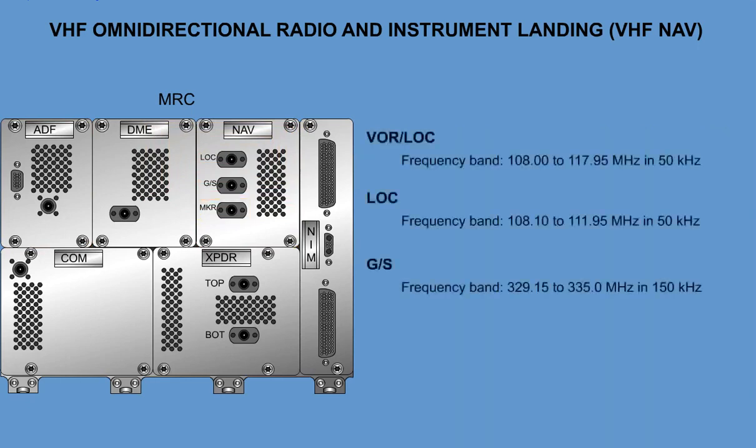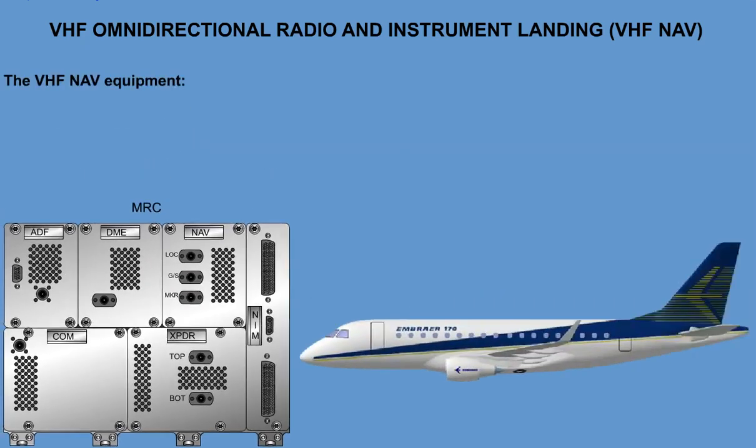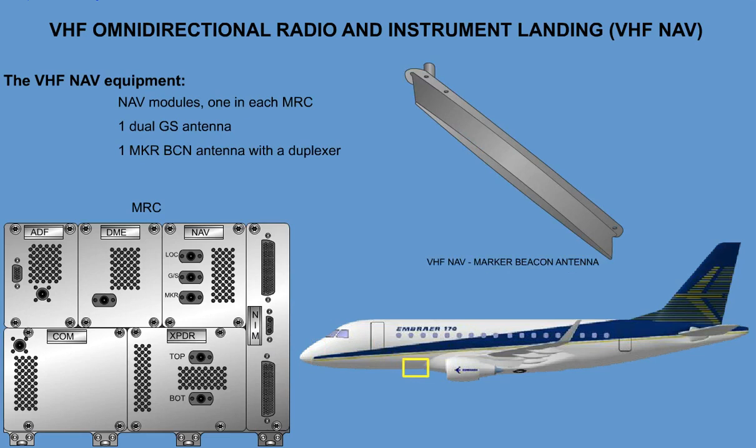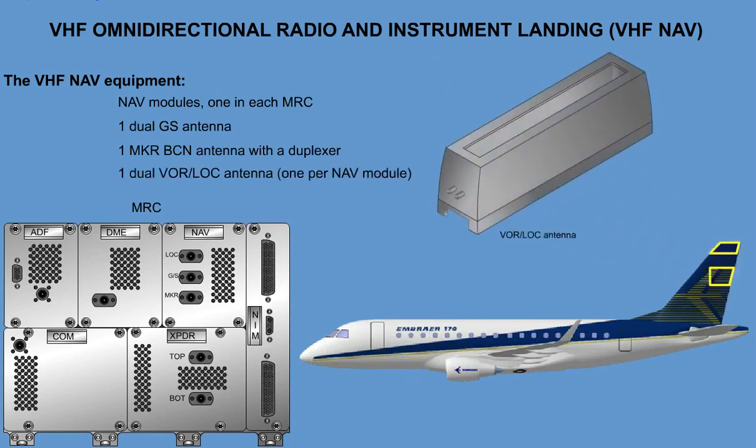The receiver system automatically pairs localizer and glide slope channels to assigned frequencies. The VHF NAV system consists of 2 NAV modules, one in each MRC, one dual GS antenna, one marker beacon antenna with a duplexer, and one dual VOR localizer antenna, one per NAV module.